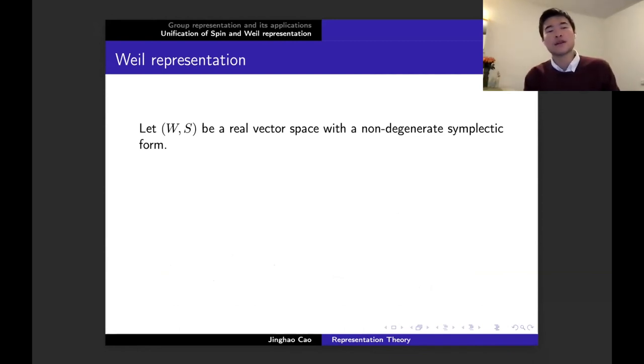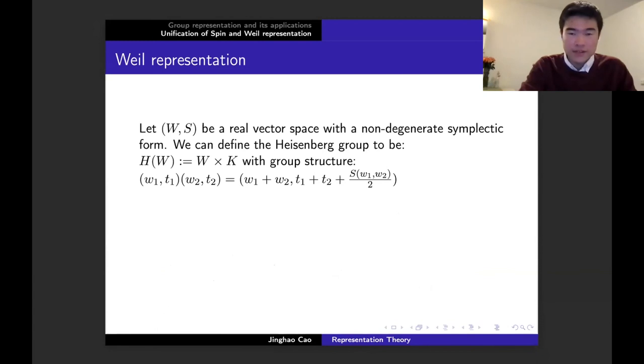And second, I would like to summarize the Weil representation as well. Similarly, we take a vector space W, but instead of taking a symmetric form, we take a symplectic form and we call it S. We can define the Heisenberg group to be the following: W times K, the direct product of these two spaces, where K is in this case R, so K is our field. With the group structure, if we take two elements, the first component is just going to be the sum, and the second component is t1 plus t2 plus the symplectic form divided by two.